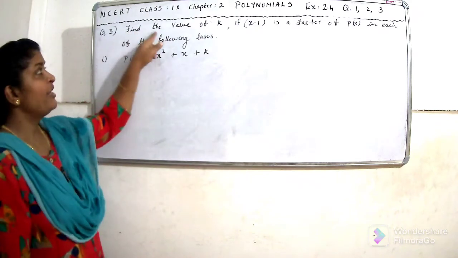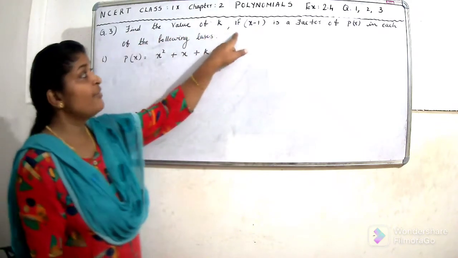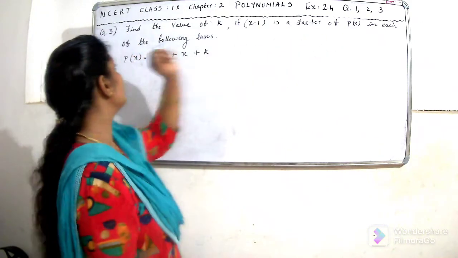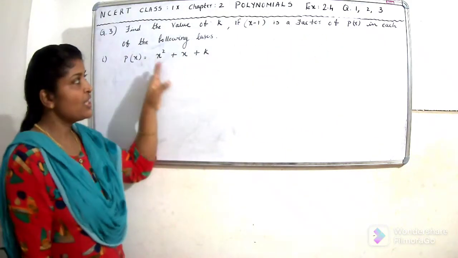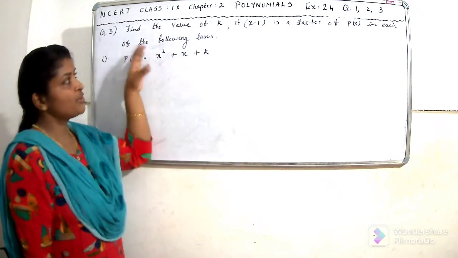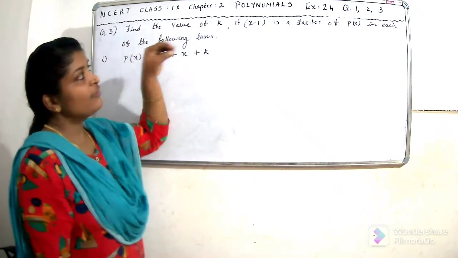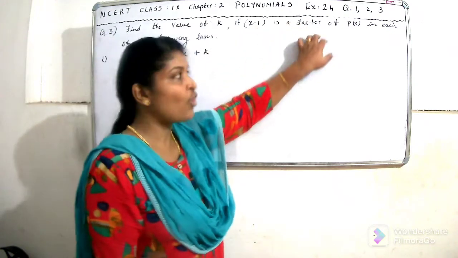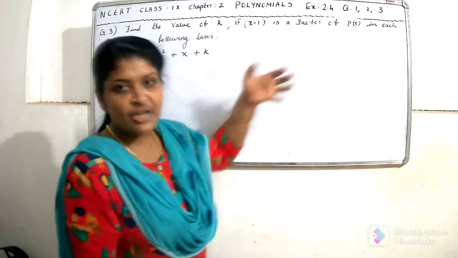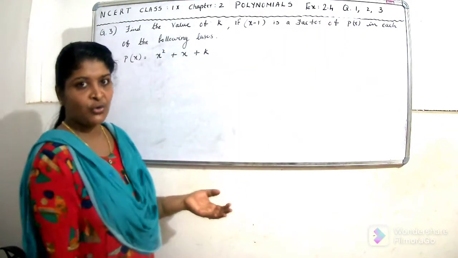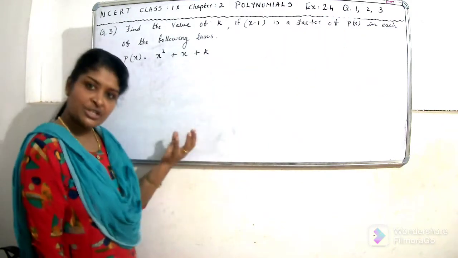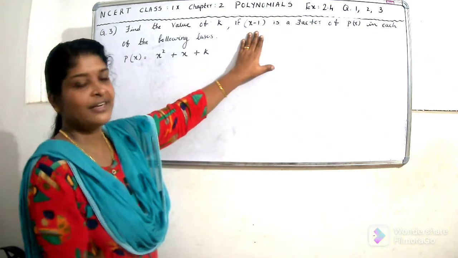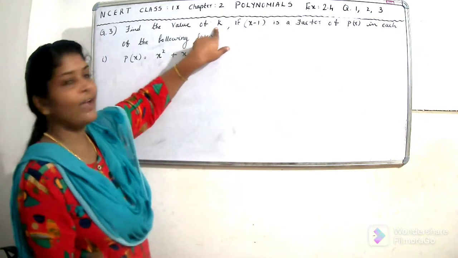Third question: find the value of k if x minus 1 is a factor of p of x, in each of the following cases. Here, what is the question? Let's observe this. In the question itself they are saying x minus 1 is a factor of the polynomial. Here we need not check whether it is a factor or not. They already say in the question itself that x minus 1 is a factor. Confirmly it is a factor. Then we have to find out.